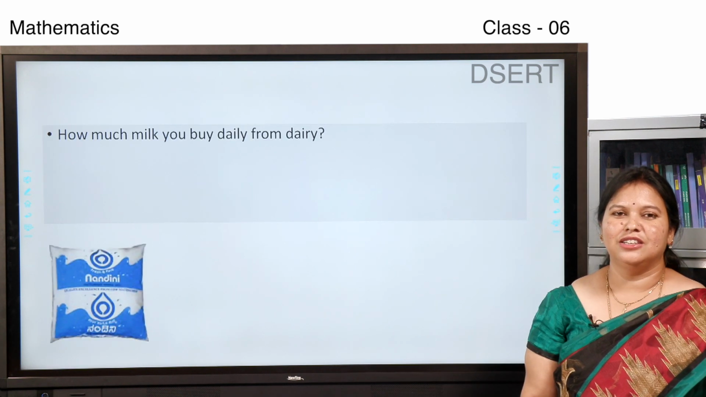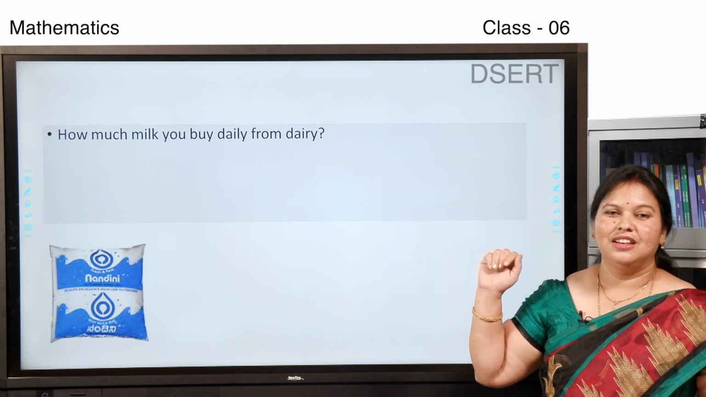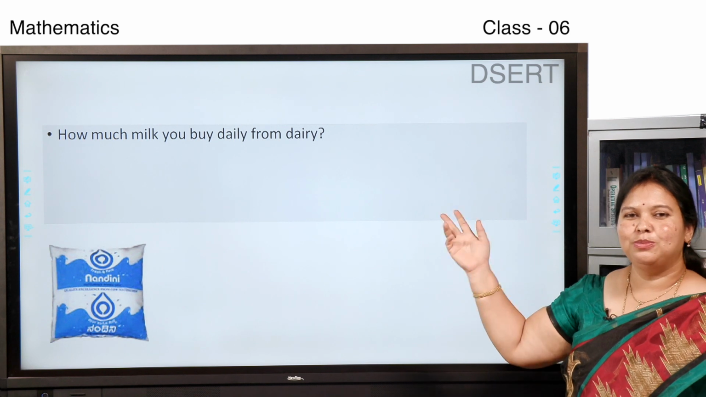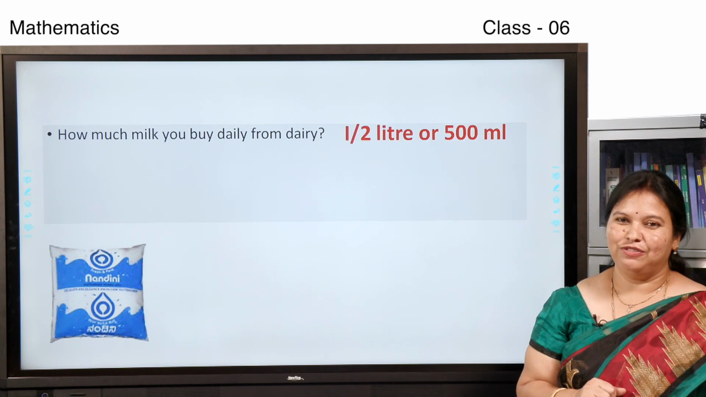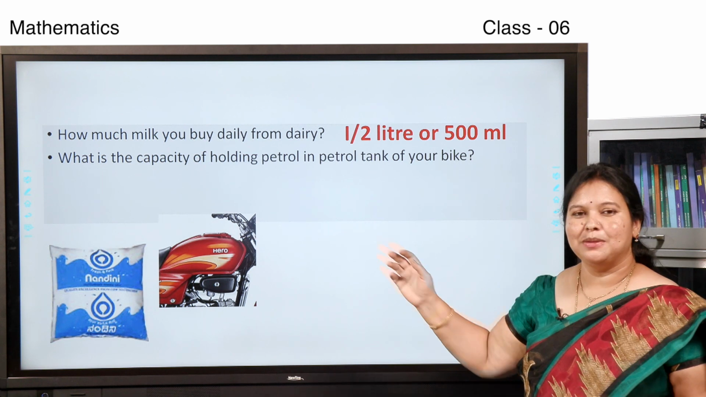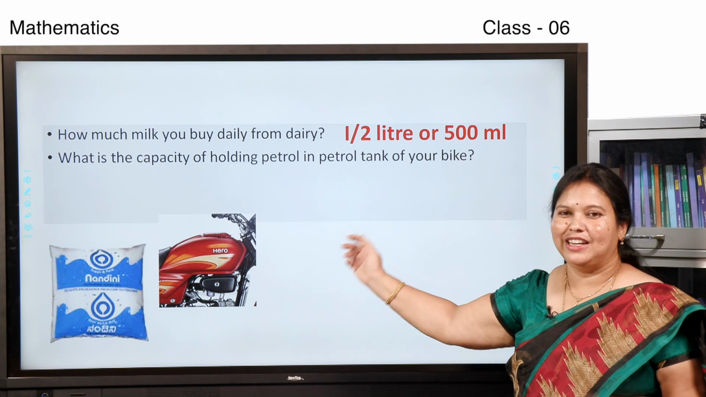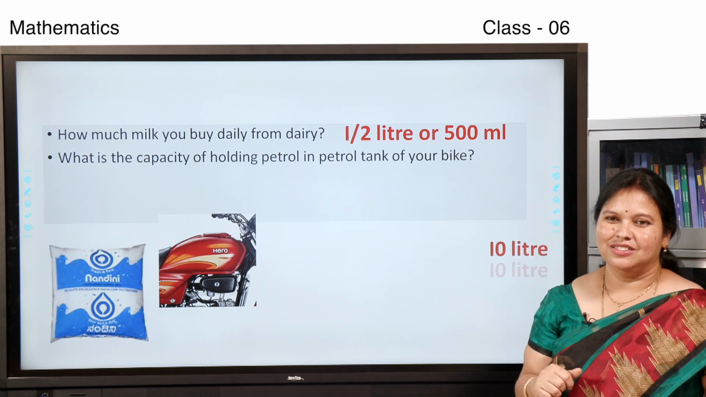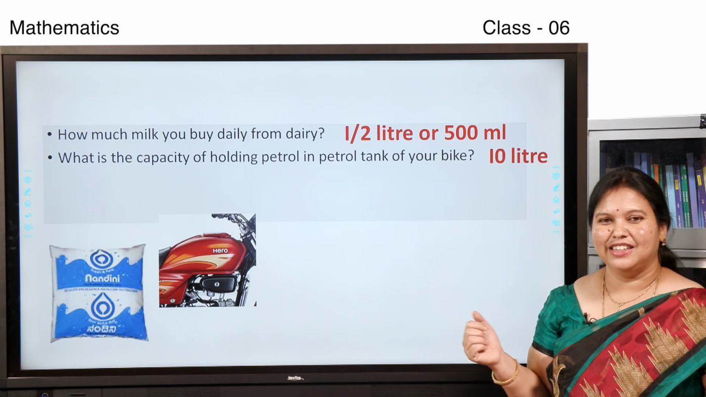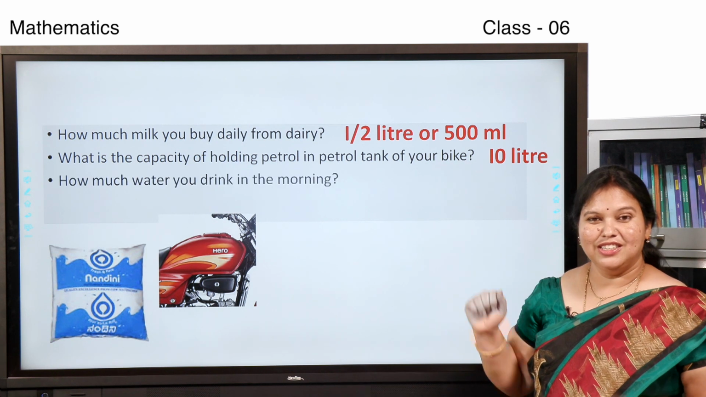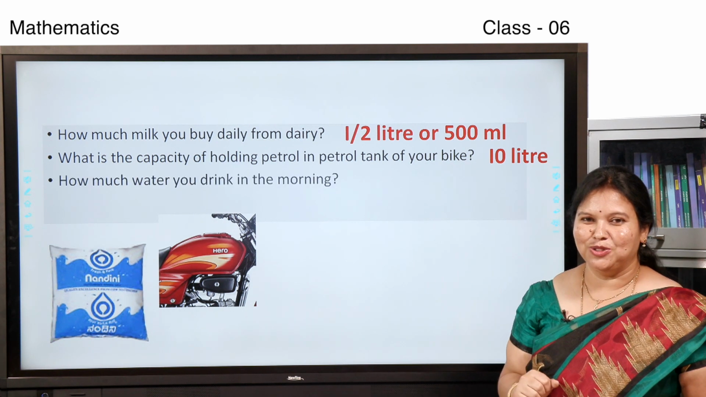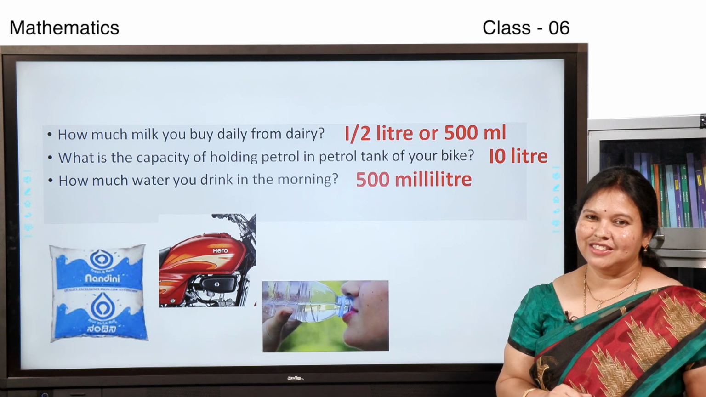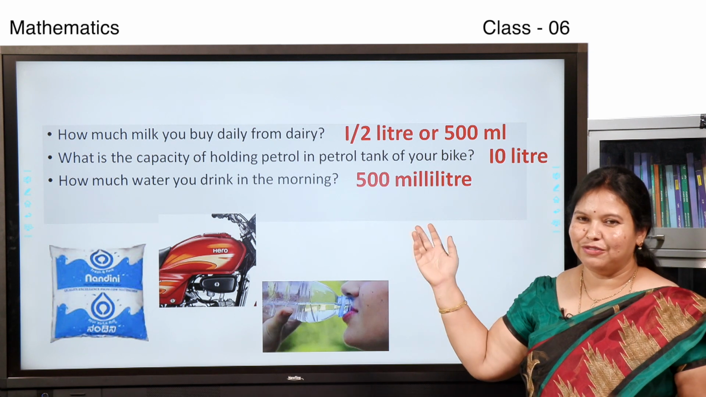Now, let us learn how to measure liquids like water, milk, oil, petrol, etc. How much milk do you buy daily from the dairy? Maybe half liter or 1 liter. What is the capacity of holding petrol in the petrol tank of your bike, or how much petrol does your dad buy for his bike or car? Yes, maybe 5 liters or 10 liters. How much water do you drink in the morning? It's a very healthy habit, you know. Otherwise, practice it. Maybe 1 glass or half liter, that means 100 ml or 500 ml.